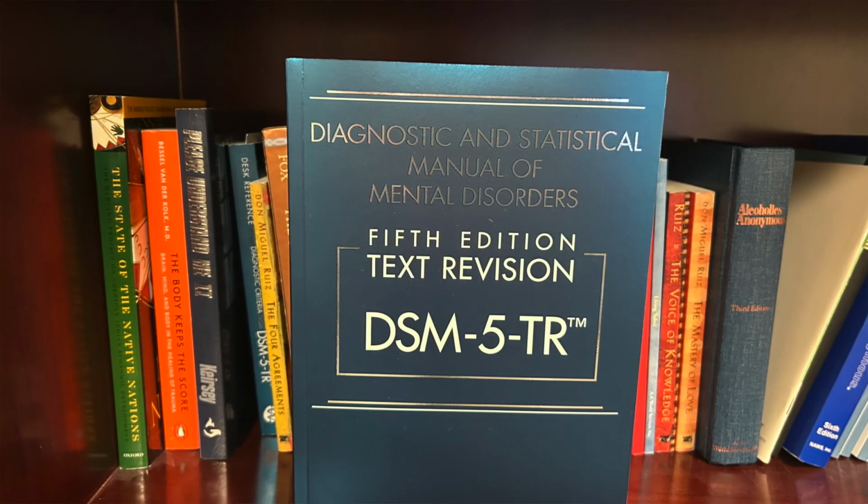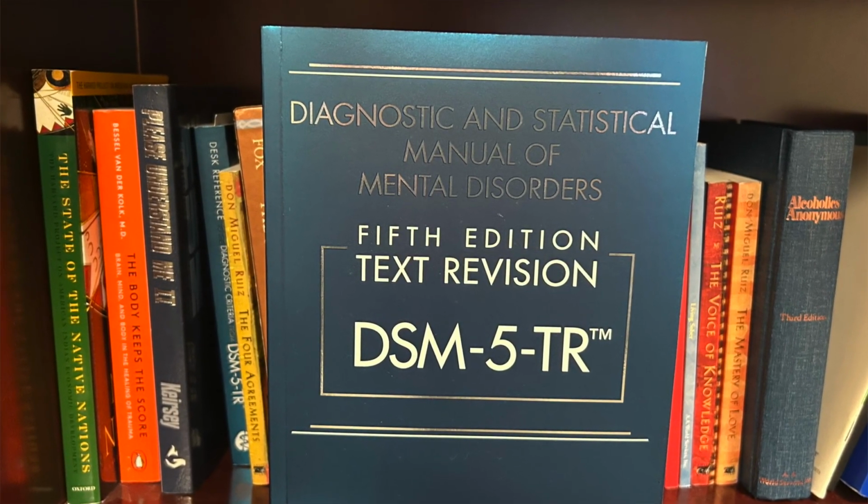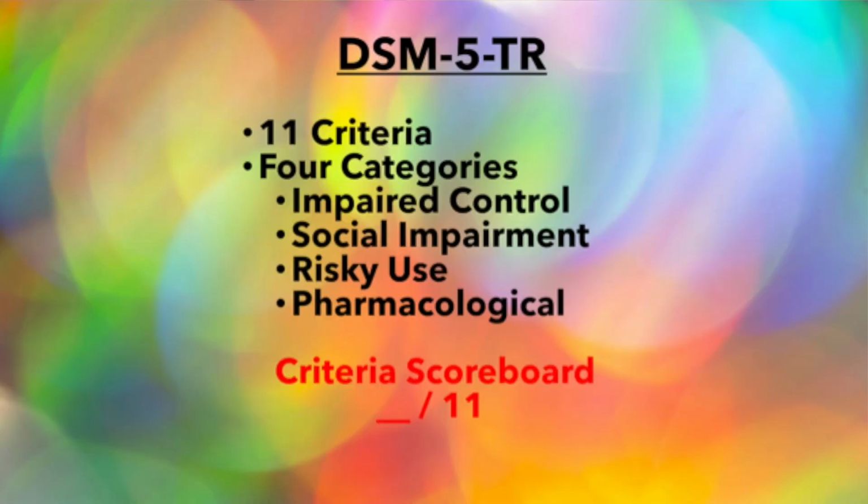So let's start at the very beginning. There's a manual that I use in order to make a diagnosis. It's called the Diagnostic and Statistical Manual of Mental Disorders, or the DSM. Within a substance use disorder, there are 11 criteria, and depending on how many of those hit, that tells me where you fall within that continuum. Those 11 criteria fall into 4 categories. The first is impaired control. The second is social impairment. The third is risky use. And the fourth is pharmacological.